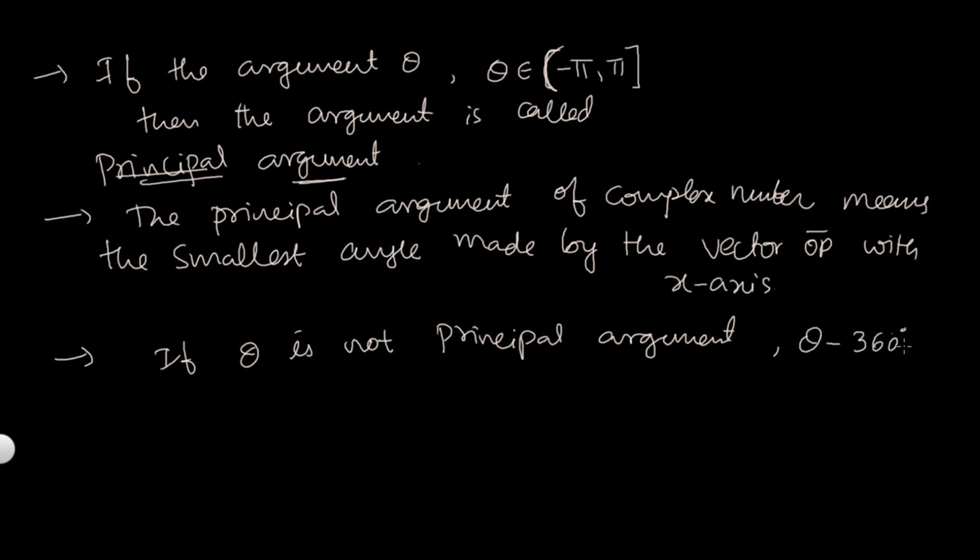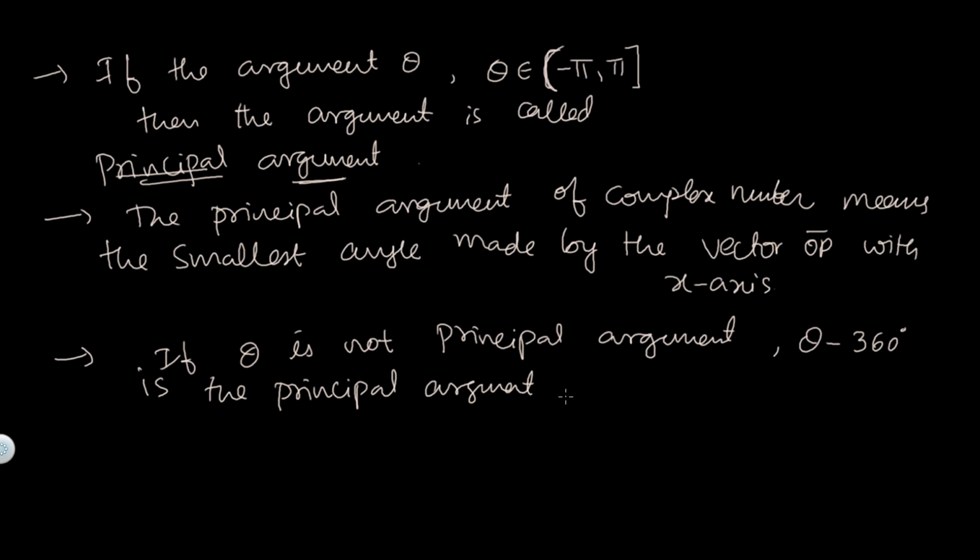The total angle is 2 pi, and 2 pi means 360. Subtract 360 from the given angle, then you get the principal argument. So theta minus 360 is the principal argument. It will become the smallest angle by doing theta minus 360.